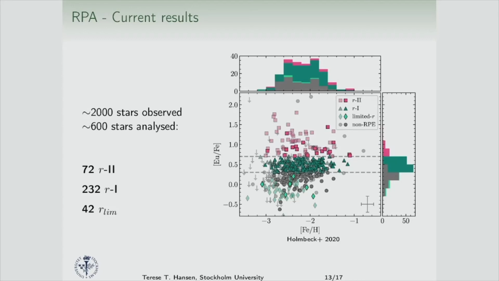Those are stars with low europium abundances, and this is not shown in the plot, but high abundances of strontium, because we want to investigate both the really heavy region, the lanthanide region, but also the lighter R process region.